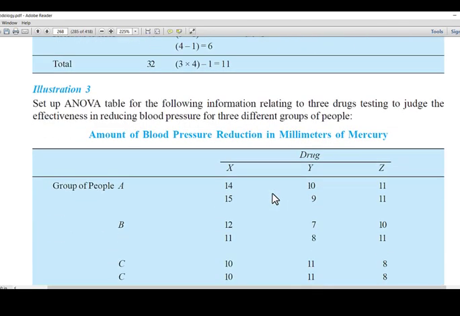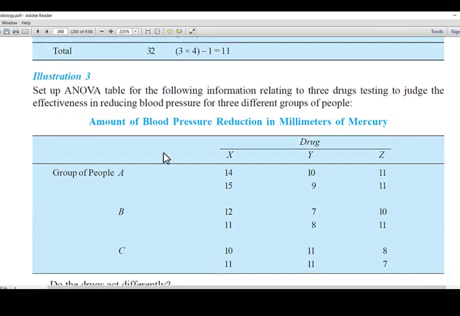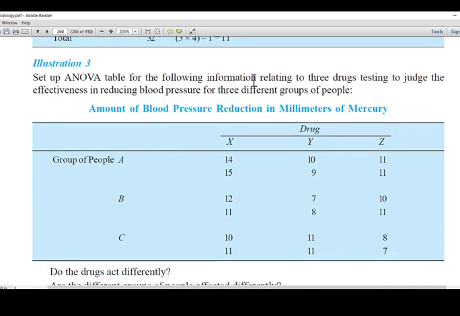Illustration 3. Set up Anova table for the following information relating to 3 drugs testing to judge the effectiveness in reducing blood pressure for 3 different groups of people. Here groups of people mean A, B, C. There are 3 groups of people and 3 varieties of drugs: drug X, drug Y and drug Z.